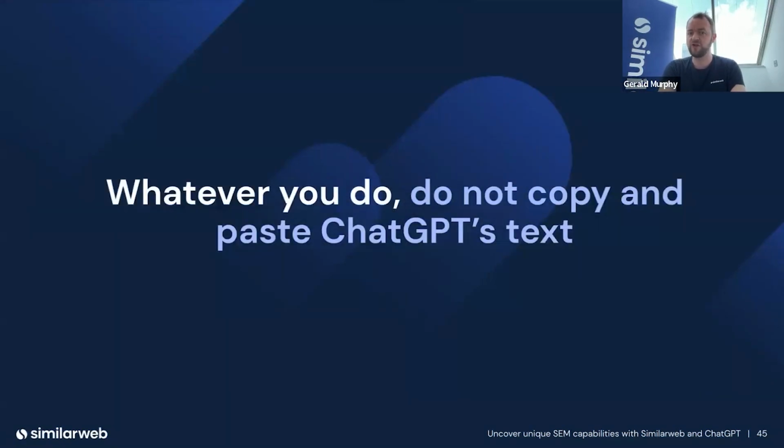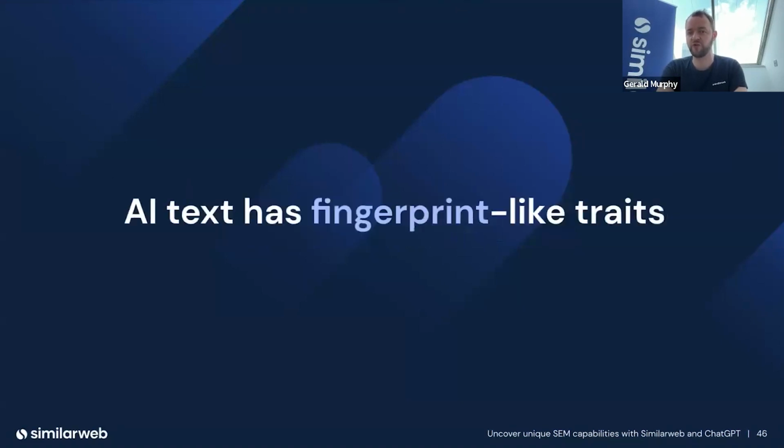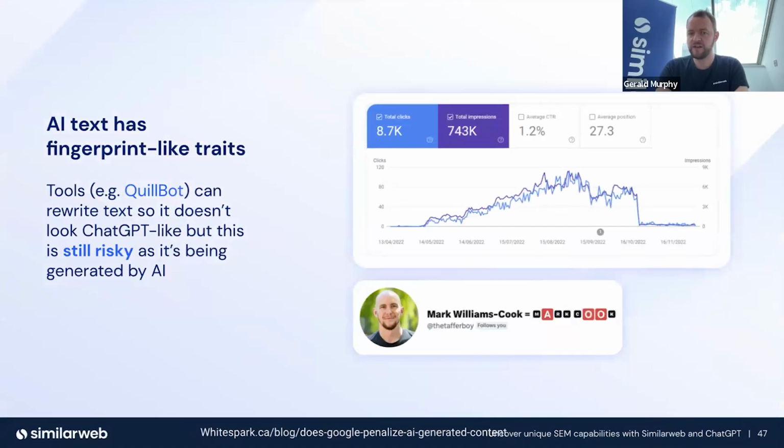But whatever you do, do not copy and paste ChatGPT's text and publish it on your own website. The main reason for this is AI text has fingerprint-like traits. A really good guy in the industry called Mark Williams Cook did a fantastic experiment last year using ChatGPT. What he found was when he published a website using only content from ChatGPT, that website continued to increase in traffic for a few months.